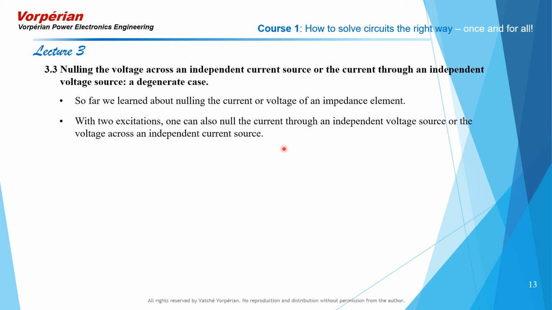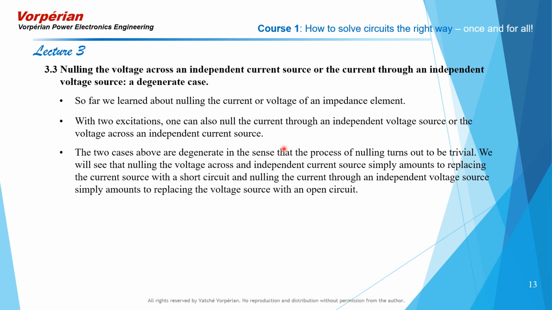Now, these cases are degenerate in the sense that they are trivial. When we null the voltage across an independent current source, you simply replace that current source with a short circuit. And when you null the current through an independent voltage source, you simply replace it with an open circuit. Your null calculations turn out to be single injection calculations with the other excitation being removed from the circuit as a short or as an open, as just discussed.